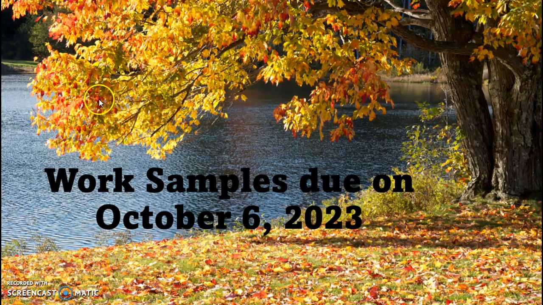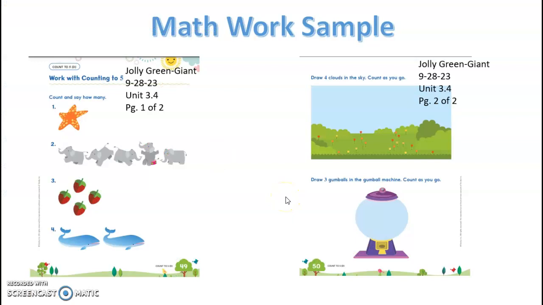Sorry, I'm clicking and it's not going. What you'll submit is sometimes work from the online school. So for math, you'll submit this worksheet, this work with counting to 5. It is page 49 of your math workbook and page 50. It's front and back. I put the name Jolly Green Giant.